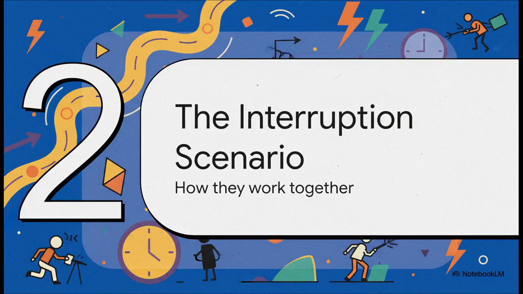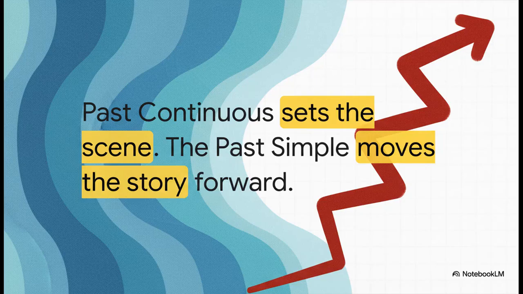Okay, this is where it gets really interesting. Let's see how these two tenses actually work together, because this is when they really shine. We're going to look at the number one most common way you'll see them used, the interruption scenario. The most important thing to get is that they have totally different jobs in the sentence. The past continuous is all about setting the scene.